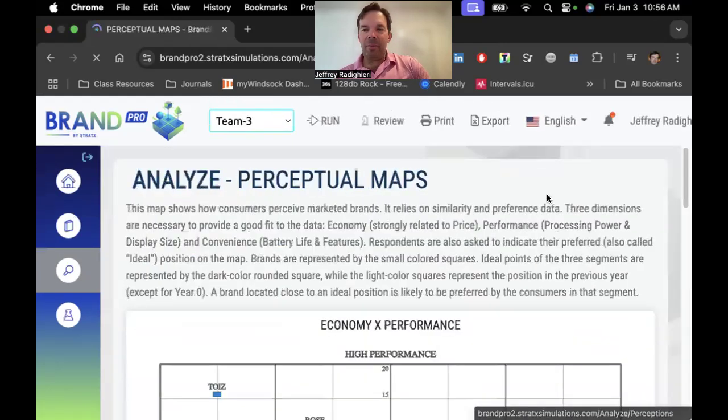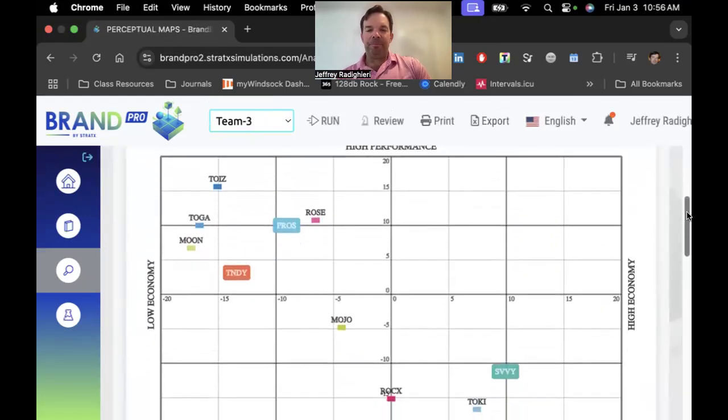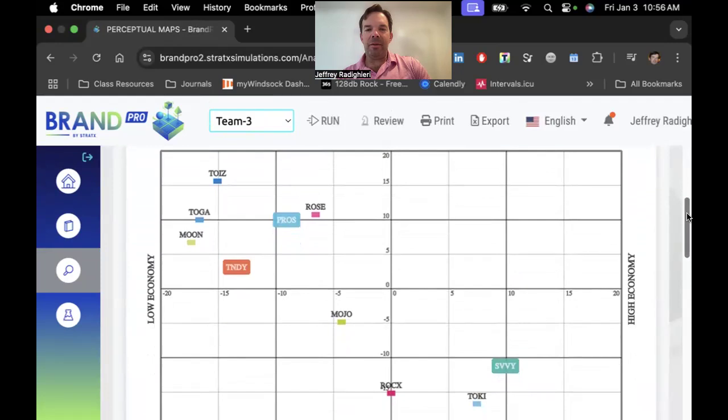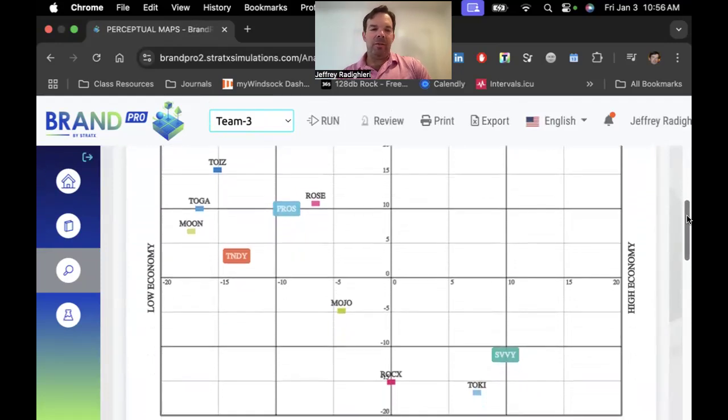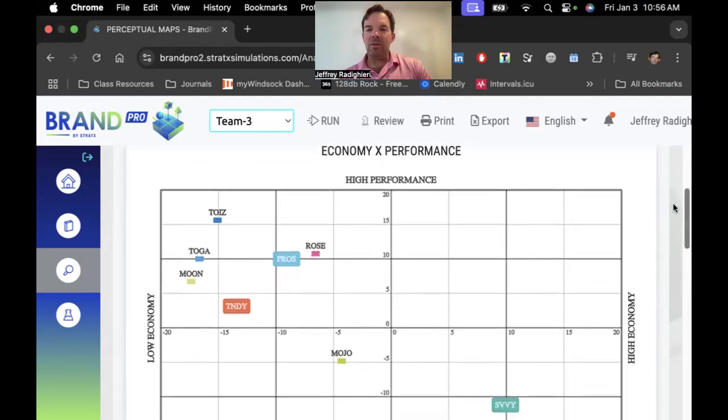Then we have perceptual maps. We looked at these just briefly in the getting started section, but here you have some maps that show you quite simply, again, how all the brands are perceived and what the ideal values are for each of the segments. In other words, what is it that they want? And so economy and performance and convenience are tied to specific attributes.